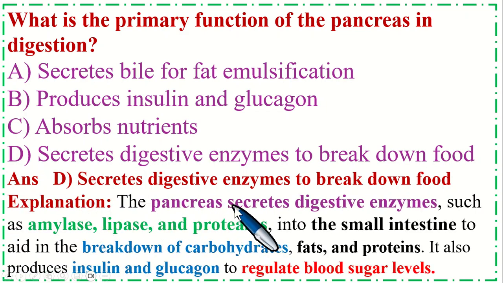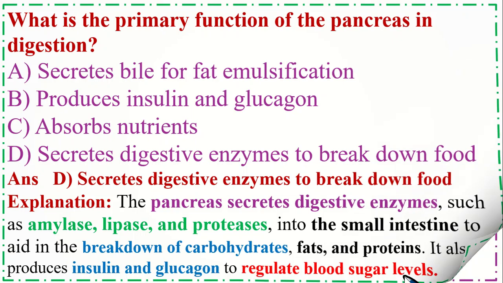Explanation is the pancreas secretes digestive enzymes such as amylase, lipase, and proteases into the small intestine to aid in the breakdown of carbohydrates, fats, and proteins. It also produces insulin and glucagon to regulate blood sugar level.